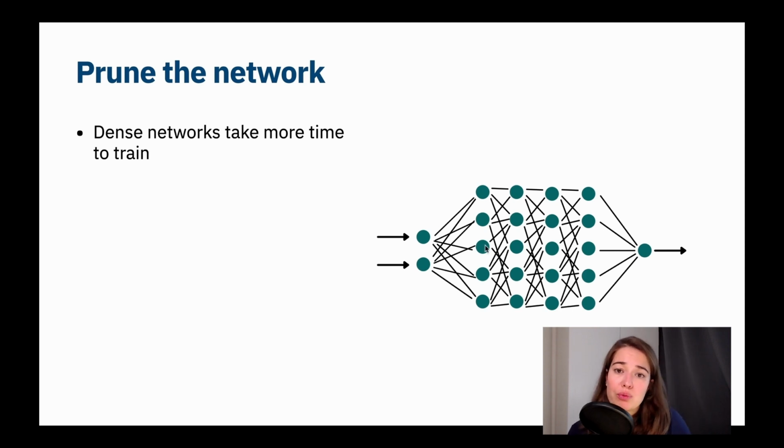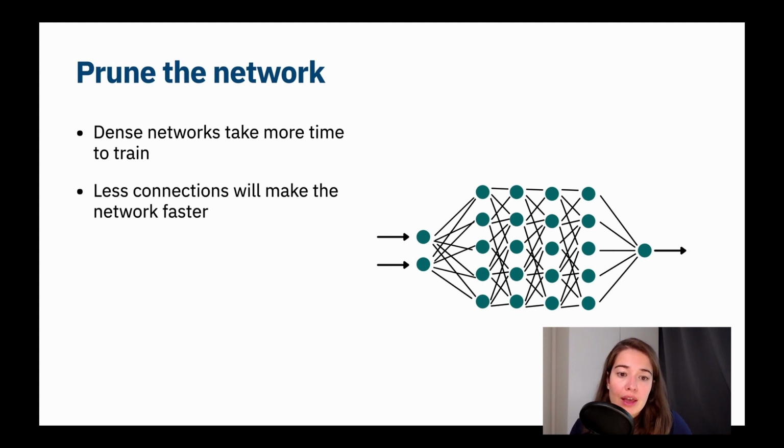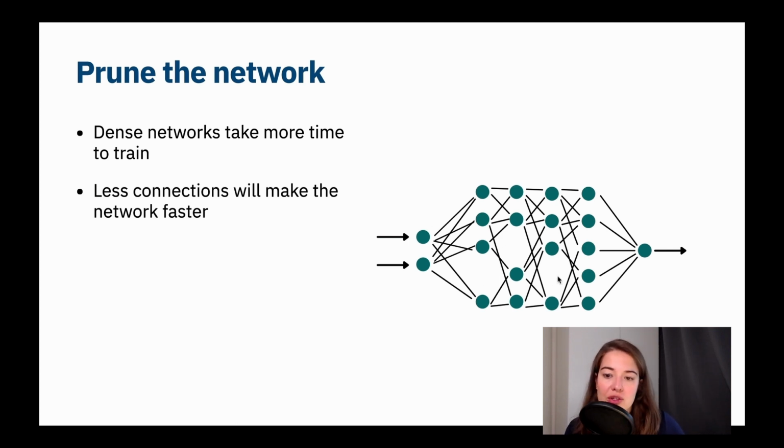And that's no surprise, right? Like you have more things to calculate, you have more connections to include in the calculation. And if you had fewer connections, we would be able to make the network faster. And how can we do that? We can do that by basically pruning the network and getting rid of some of the connections that we have.